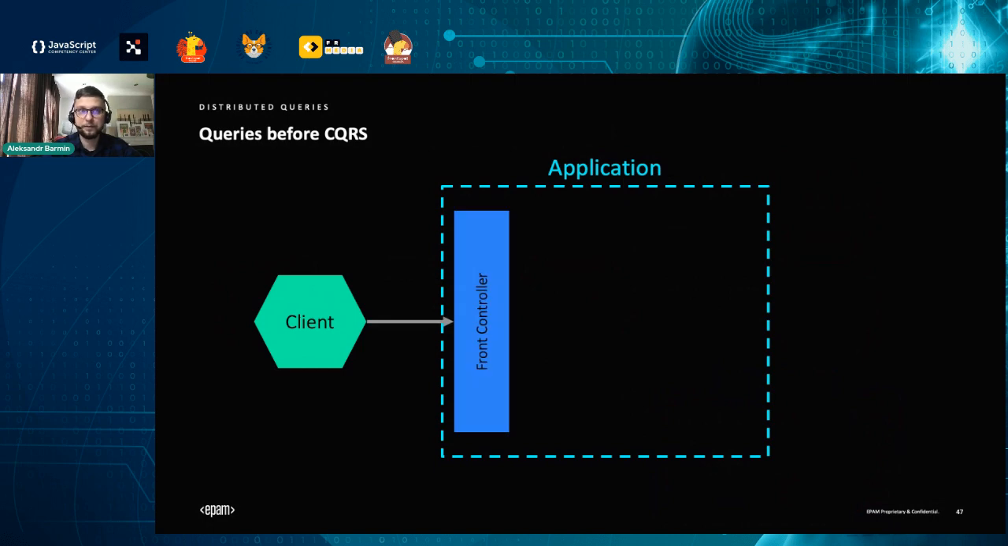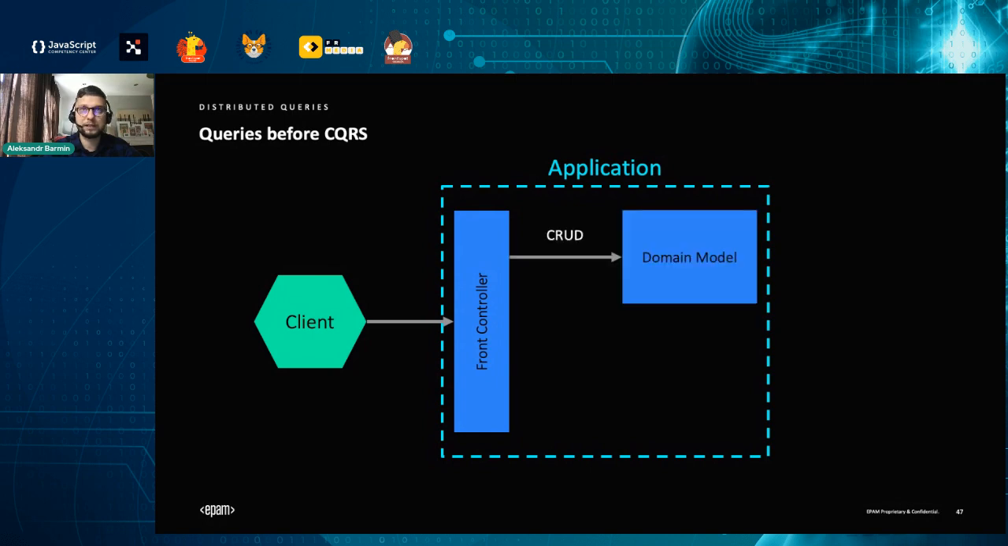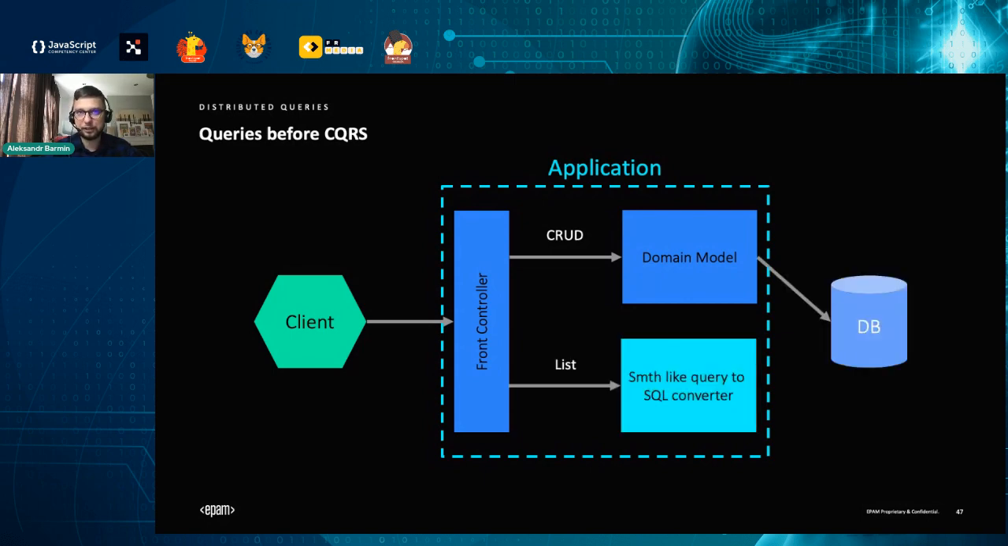The idea is simple. By default, our applications are built in layers. This is what we ordinarily do, and the layer which receives all the requests is ordinarily called front controller, and it can execute CRUD operations, create, read, update, delete, using our complicated domain model and send requests to the database. And in case we need to do list operations, what we ordinarily do is write a simple converter, which allows us to convert, let's say, query parameters into SQL in order to do filtering, pagination, and so on. And again, we're using the same database for everything.